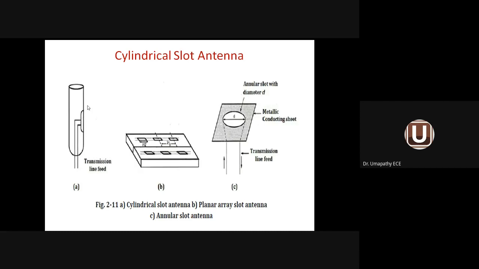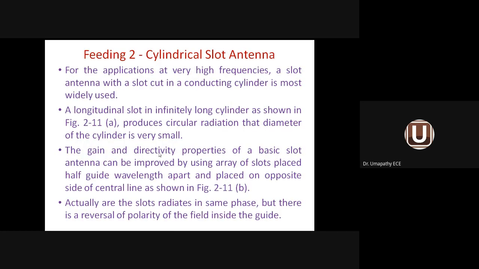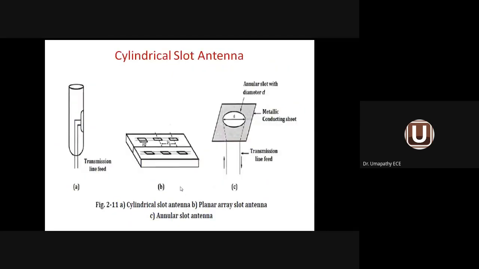But I want to increase the gain and the directivity. The gain and the directivity of a basic slot antenna can be improved by using an array of slots placed half a guide wavelength apart and placed on opposite sides of the central line. So look at figure number B. In figure number B, I have a rectangular plane. The plane is divided into two parts. There is a straight line at the center of the plane.